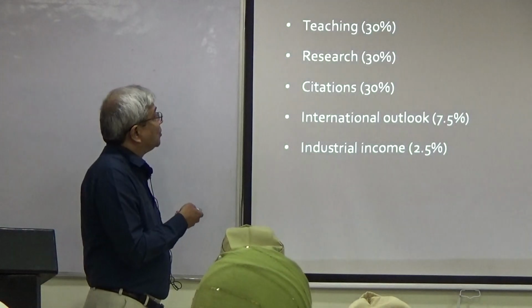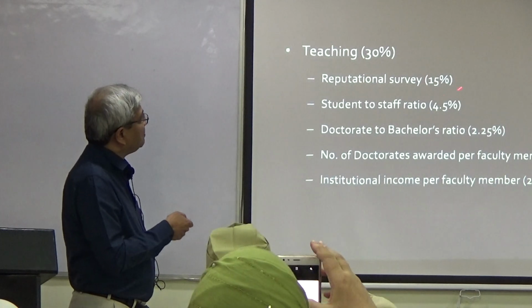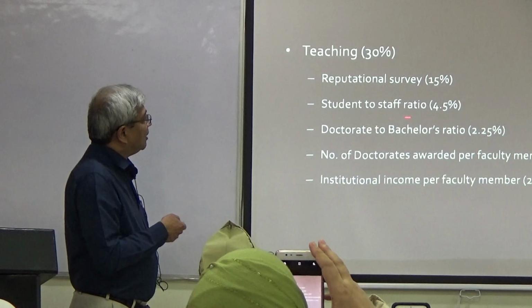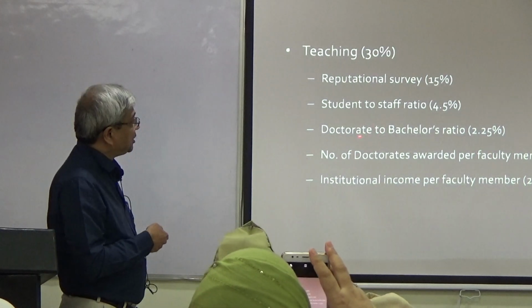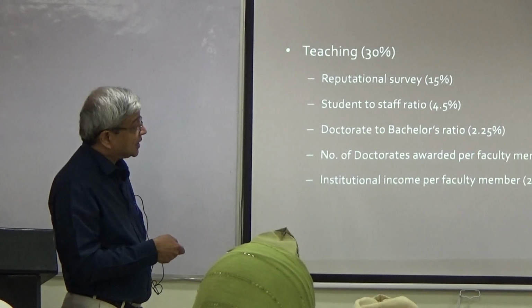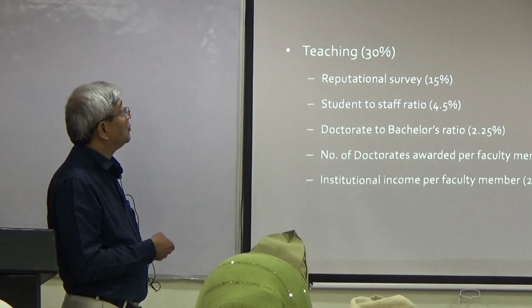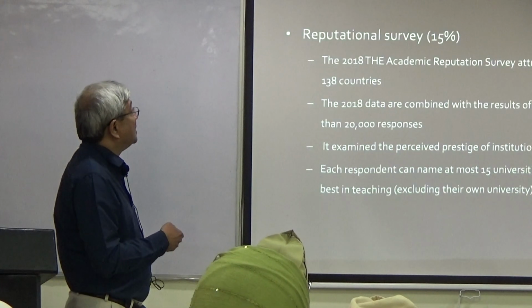So this just tells you again, and then this is how it's broken down. 30%, 15% goes to the reputational survey, 4.5% to student staff ratio, and 2.25 to doctorate to bachelor's ratio, and the number of doctorates awarded per faculty is 6%, and institutional income per faculty 2.25. Now let's look at each one of them separately.